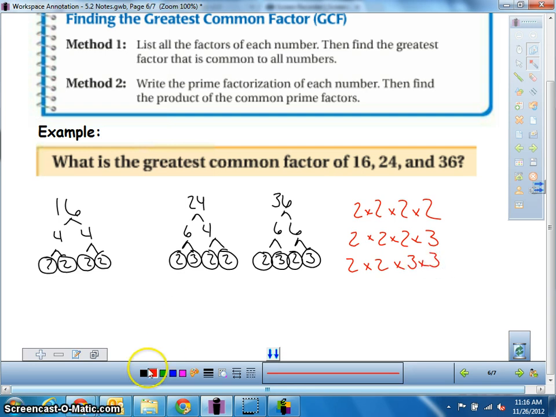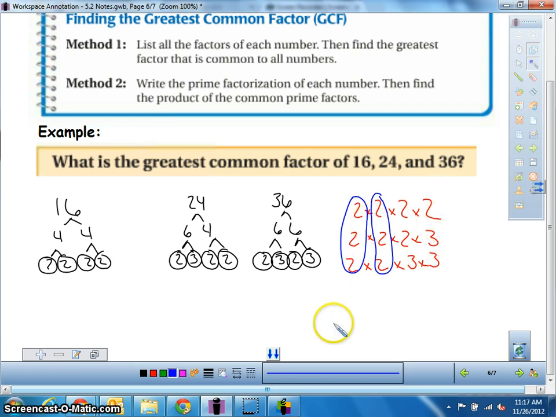All right, so now we've got to circle what we have in common. We have all 3 rows have a 2. All 3 rows have another 2. We've got a 2 and a 2, but oh, not a 2 there. A 3 and a 3 here, but not a 3 there. So this is all I have.